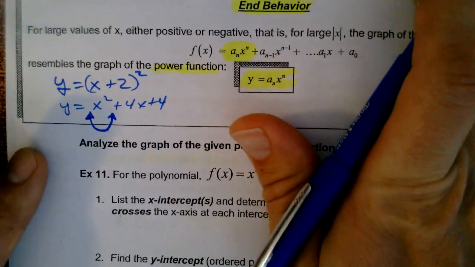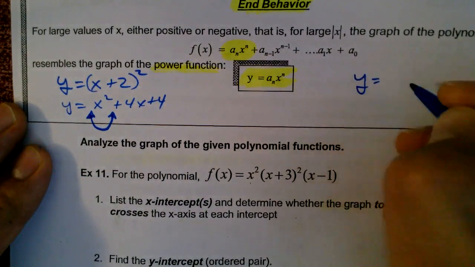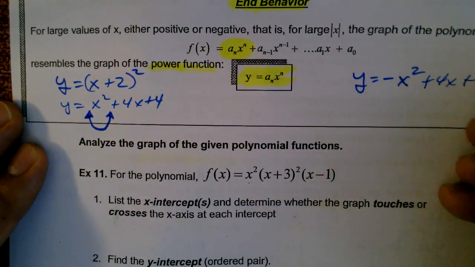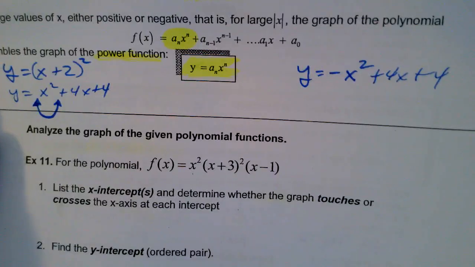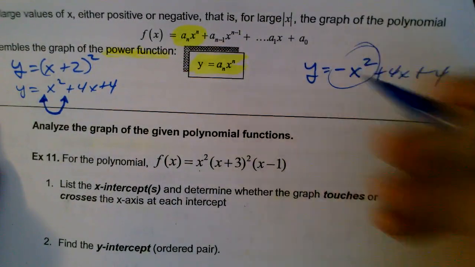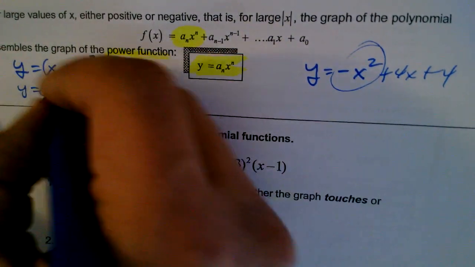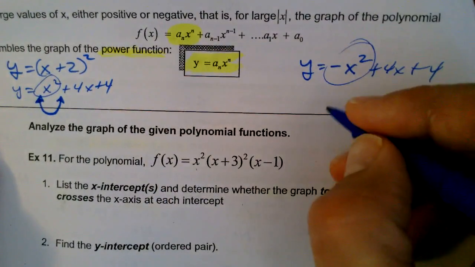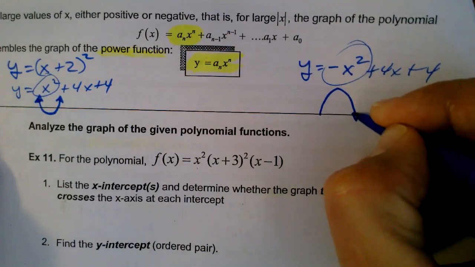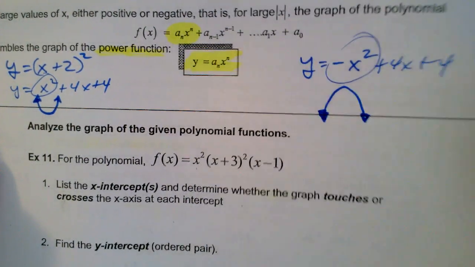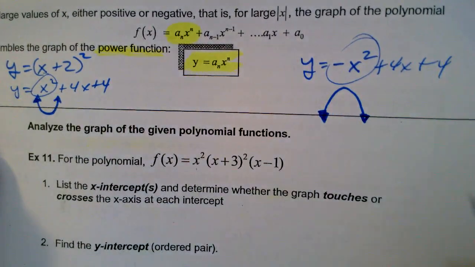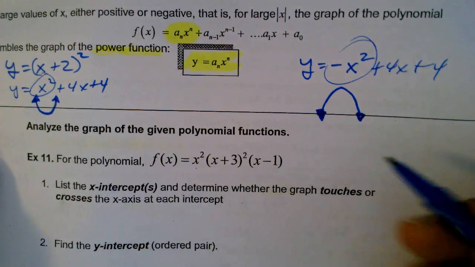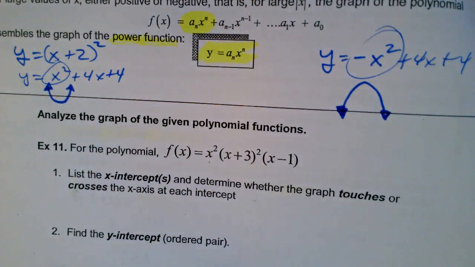Same thing if we had a negative in front. I had y equals negative x squared plus 4x plus 4. We know what this is a graph of based on the first term. These first terms tell us everything. If I have a negative x squared, we know that it's a frowny face from what we learned in last chapters. We know it's going down. So the end behavior, both sides are going down to negative infinity. Does that make sense?